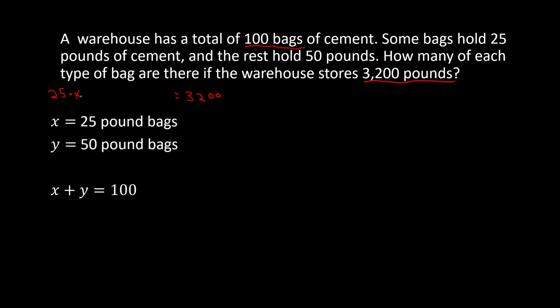Two bags would be 25 times 2, or 50 pounds. Three bags would be 75 pounds, and so on. And then same thing with the 50-pound bags. We know that the total weight from the 50-pound bags is found by taking 50 times the number of bags. So if we add in that weight as well, 50 times the number of 50-pound bags, that's going to give me the weight from the 50-pound bags. So if I add those two together, the total weight is going to be 3,200. So my second equation would simply be 25x plus 50y equals 3,200.